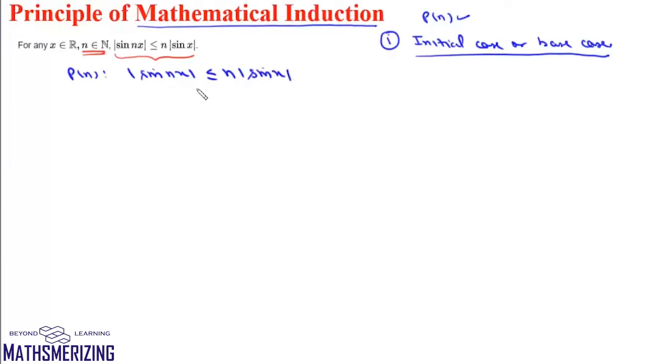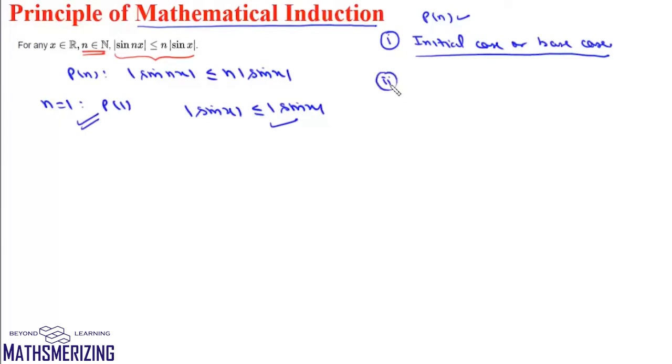So basically the first step is we'll prove it for n equals 1. So we'll take n as 1. That is, we are talking about P1. So we'll put n as 1, then we'll write mod sine x is less than or equal to mod of sine x, which is true. So that means first step is we need to prove that it holds for this initial or base case. So in our example, it holds for P1.